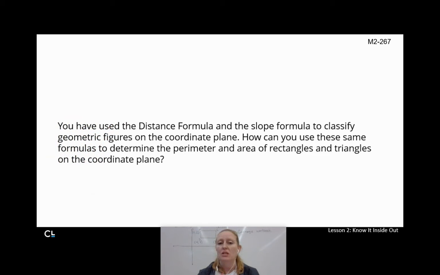So again, you've used a distance formula and slope formula to classify your geometric figures on the coordinate plane. Now we're using distance formula and slope formula, mostly distance formula, to determine the perimeter and area of rectangles and triangles on the coordinate plane. We're using that distance formula to help us find our base or our height or our length or our width so that we can plug into our formulas in order to figure out what our perimeters and areas are.